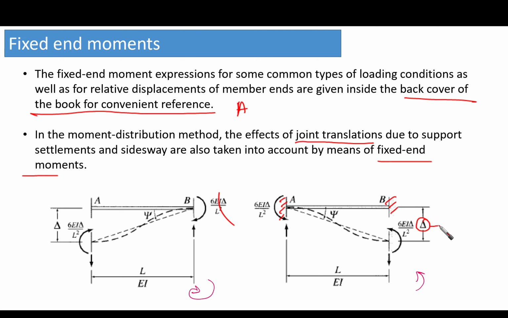This delta, if we say that it's 1, then the moment that is going to be developed is a counterclockwise moment, as you can see here, and its magnitude is going to be 6EI delta over L squared. However, if the settlement was on this point, which is joint A, it is going to be the same magnitude. However, the sense is going to be clockwise. So here it is counterclockwise, here it is clockwise.